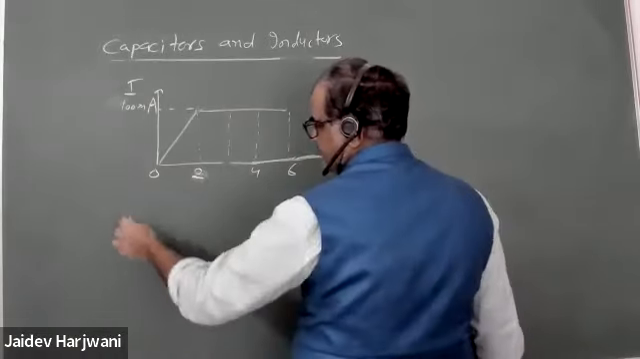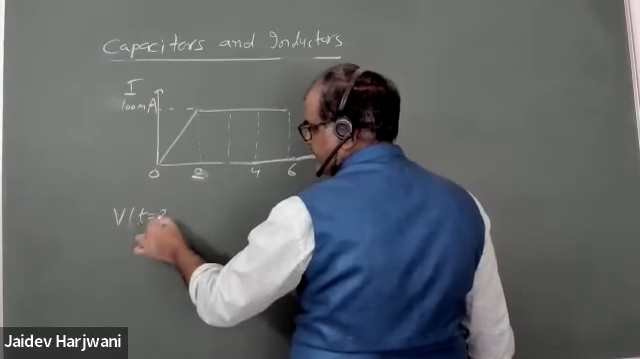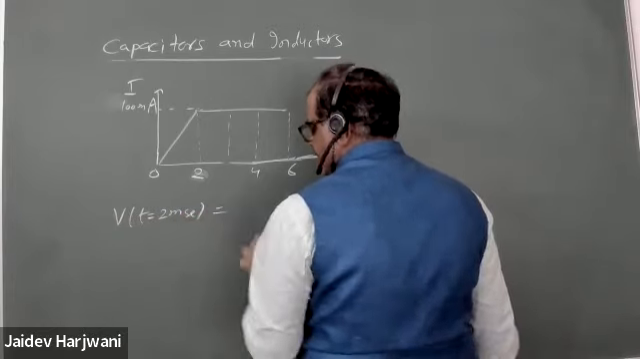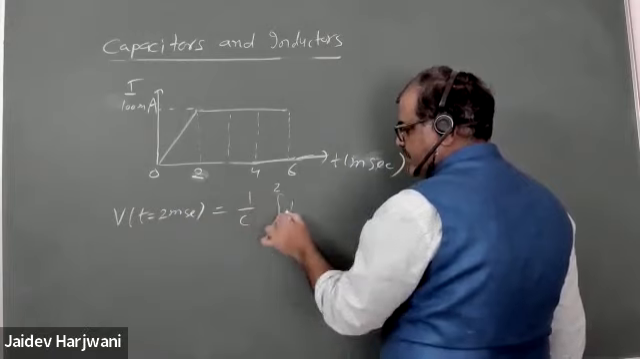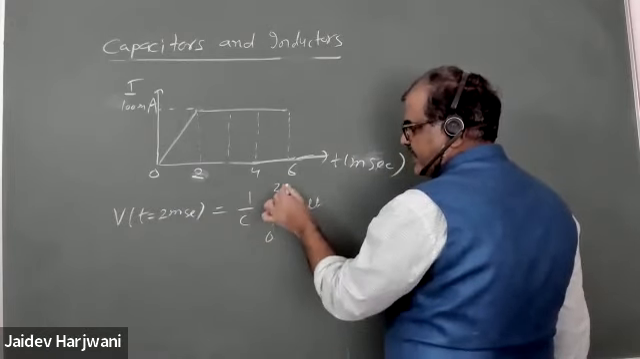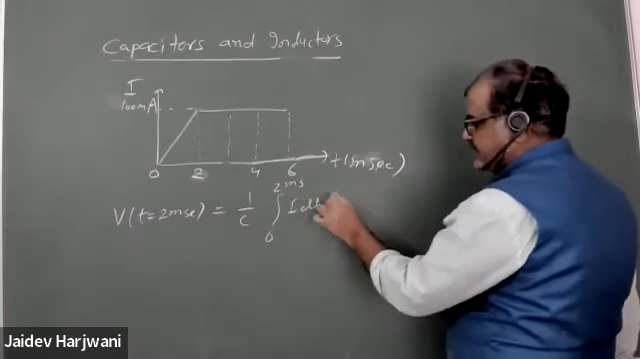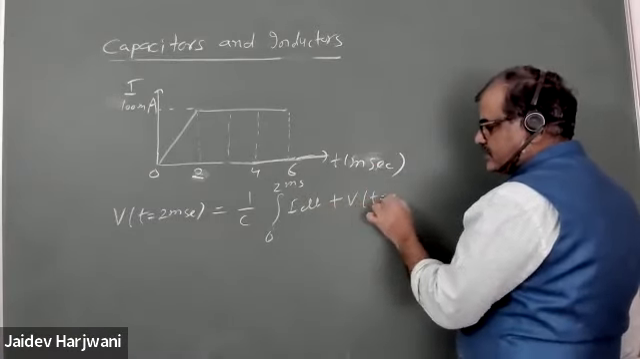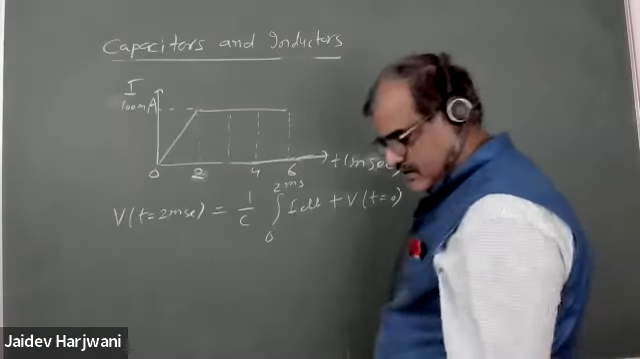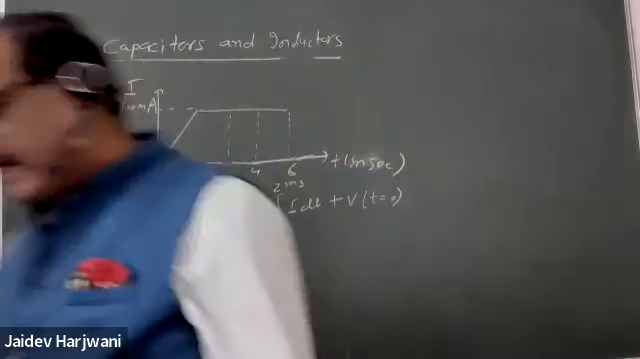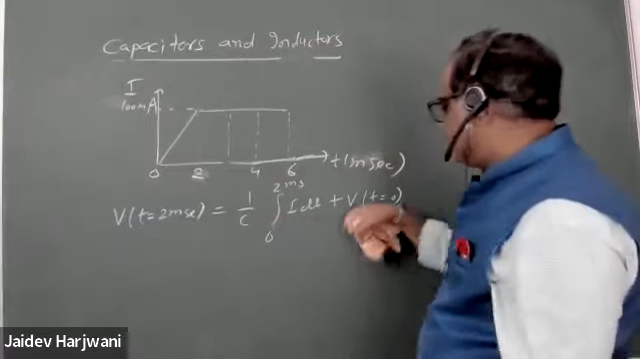Okay, so I should use the formula. I want the voltage at t equals 2 millisecond, so I write 1/C times the integral from 0 to 2 millisecond of i dt, plus V at t equals 0. Now I should know what is V at t equals 0, and they have given 0 in this question.